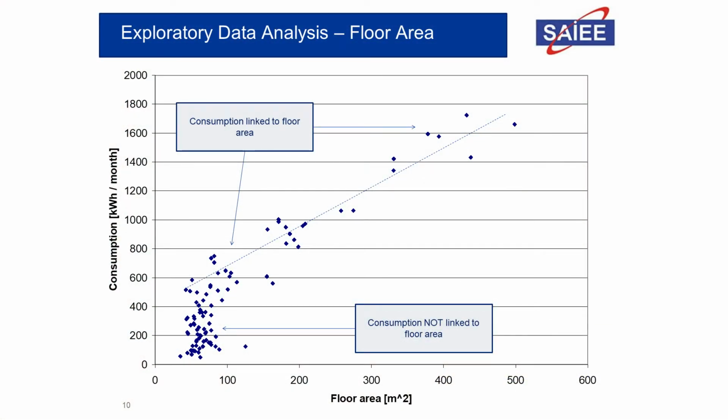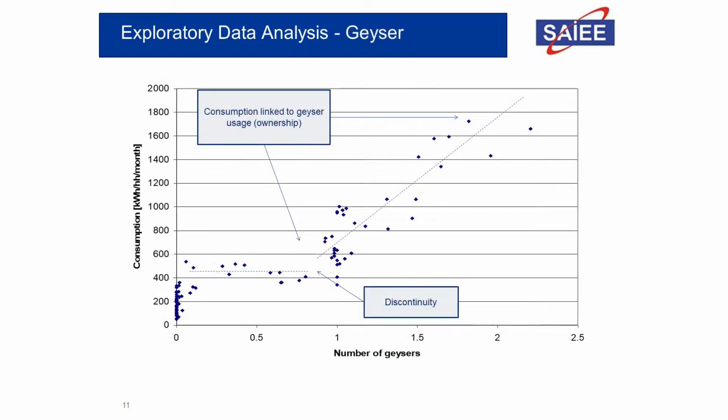So what you see is there's a portion where load and floor area are not strongly linked, and then it sort of goes off. So it's a bit of a non-linear relationship. The other thing is the number of geysers. Initially, the load is not geyser related, and you get this sort of flat piece here, which is kind of interesting. I'll talk about that now, and then you get this nice linear piece there.